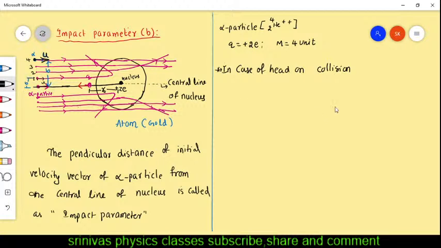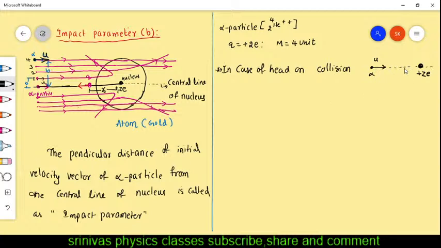In case of head-on collision, what happens? Head-on collision means direct collision. It will be like this. This is an alpha particle, and it will travel like this along its initial velocity vector, and this is the nucleus. The collision is thrown along the center line. This is the head-on collision.